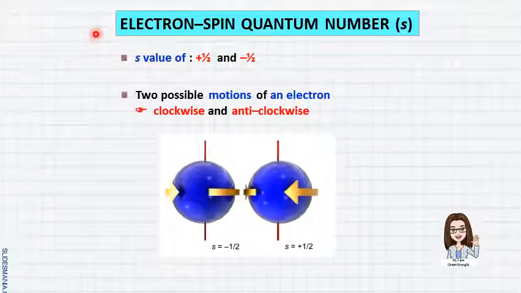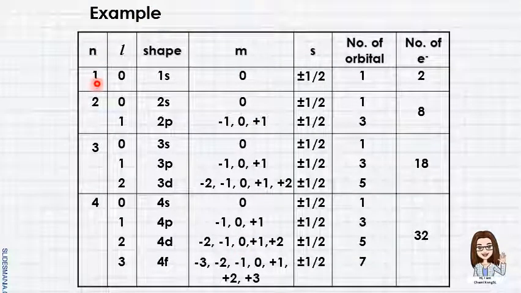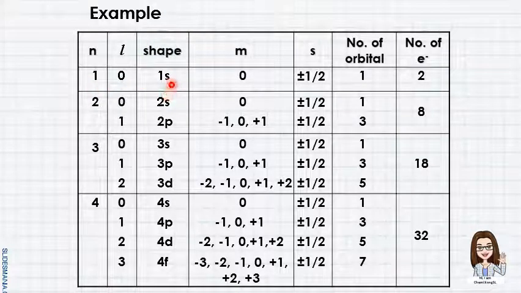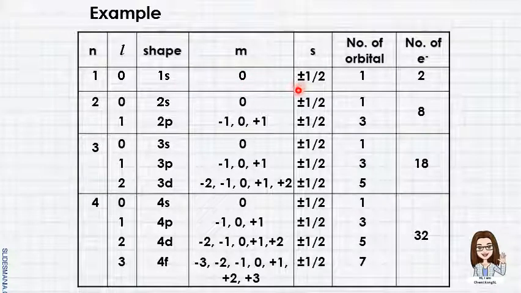The last quantum number is the electron spin quantum number, represented by s. This one indicates the motion of an electron, either clockwise or anti-clockwise. If clockwise, positive half; if anti-clockwise, negative half. Check this one: when n equals 1, l equals 0, so the shape is 1s. The m value is 0, with a positive or negative half electron. So here there is only 1 orbital, meaning a maximum of 2 electrons.